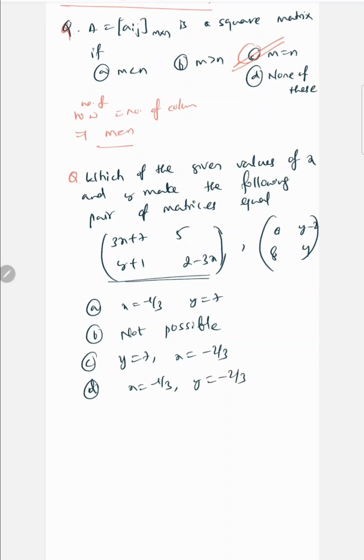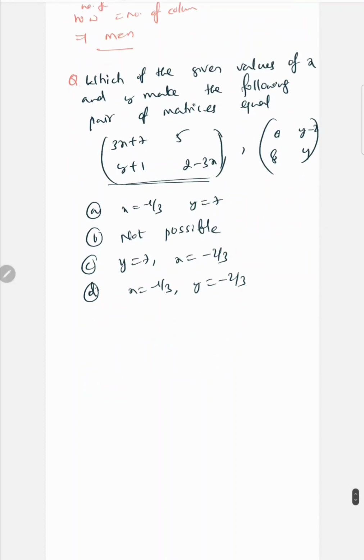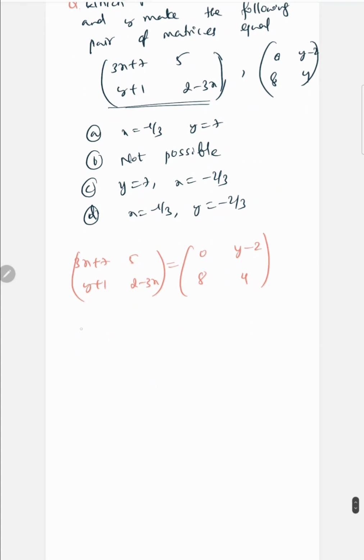So they are asking when these two matrices will be equal, for which values of x and y. Therefore, we will assume that these two matrices are equal and we will find the values of x and y. So taking 3x plus 7, 5, y plus 1, 2 minus 3x is equal to 0, 8, y minus 2, 4. So equate the corresponding entries.